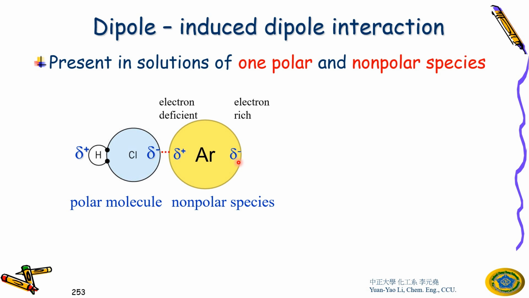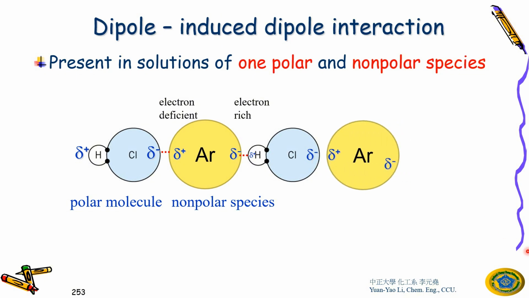And then again, if you have hydrogen chloride here, this part is the positive end and this is the negative end. Okay, and again and again. So this is what we call dipole-induced dipole interaction. So in your final exam, please make this example for me, and let me know you understand the concept of the dipole-induced dipole interaction.